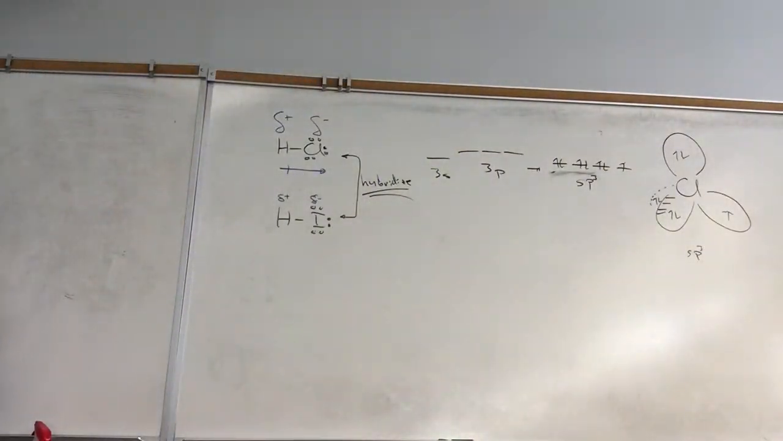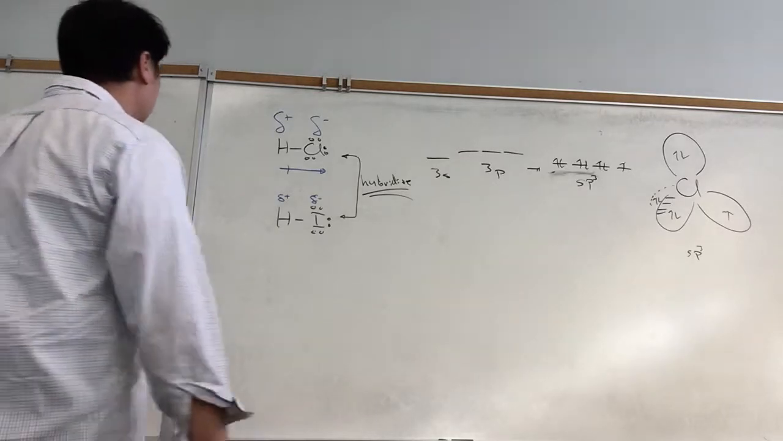N equals 5, yeah. And so for iodine, we have the 5s and the 3 5p's. We hybridize this to get our sp3 orbitals. But this is n equals 5. So what's the difference between n equals 5 and n equals 3? Well, here's the difference.